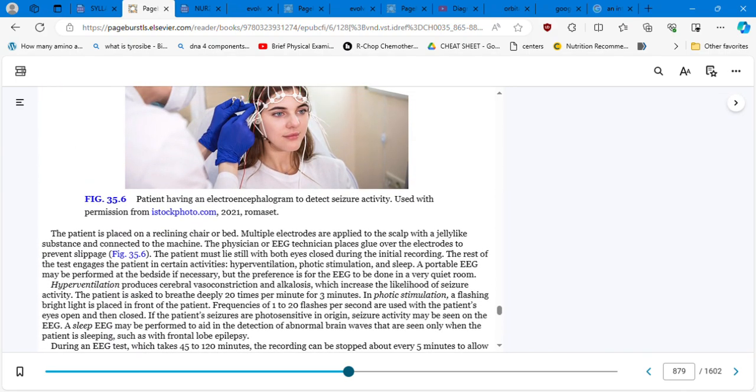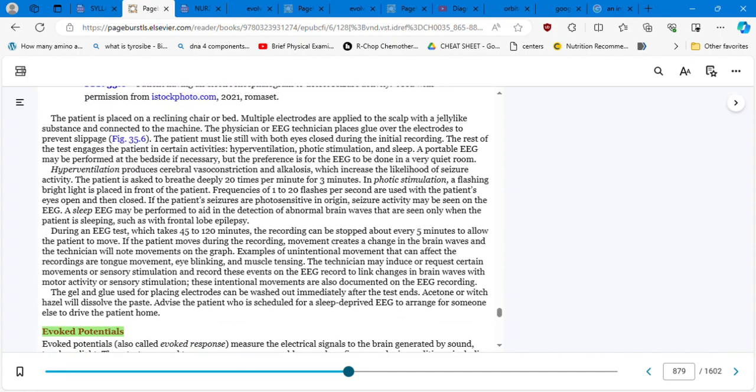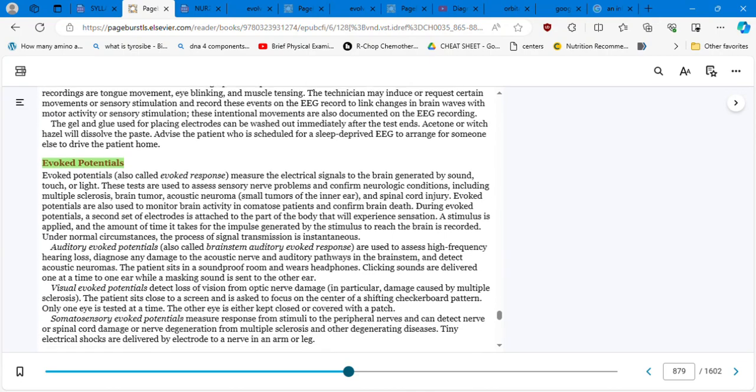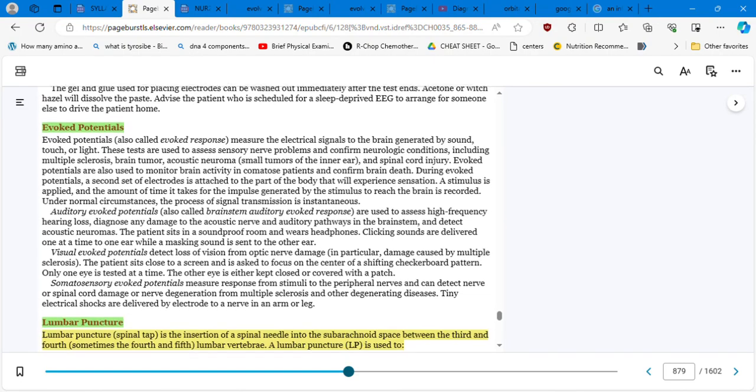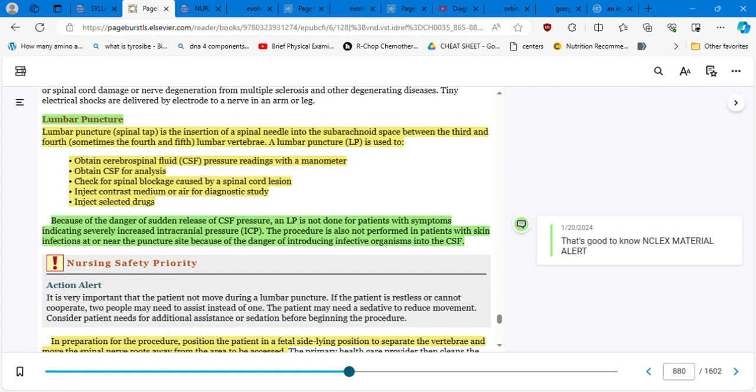Here is the picture of how the electroencephalogram is done. And then you have evoked potentials. Please feel free to read this on your own. And then we have another important test, which is the lumbar puncture. That's good to know. NCLEX material alert.